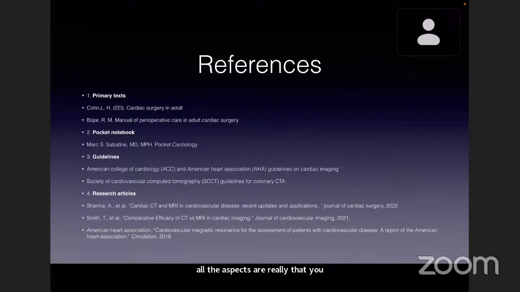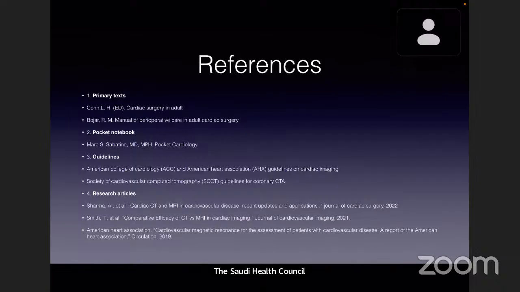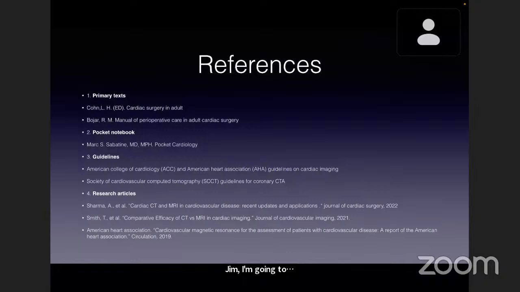Recently, last week, there was a very nice conference in Riyadh. It was the Saudi Health Council, chaired with, I think it's called the Heart Association, but I'm not sure, which is the heart surgery, cardiac surgery forum.